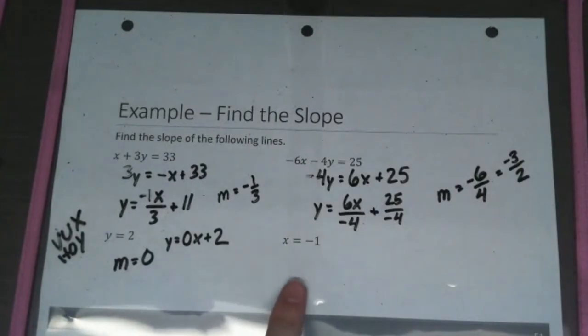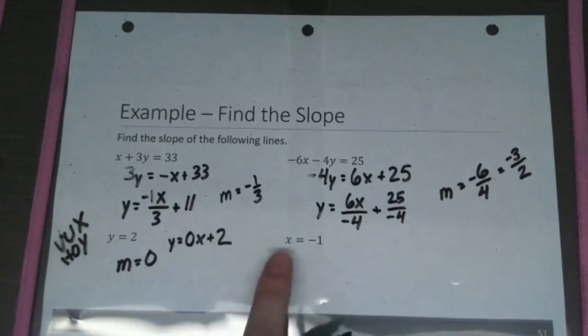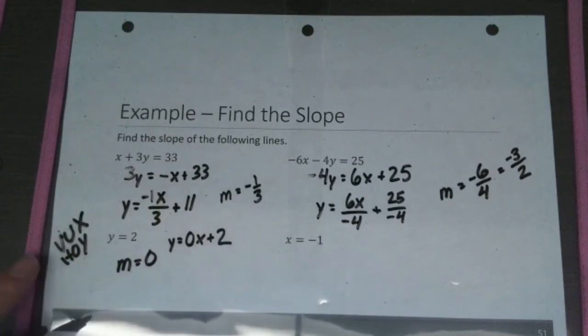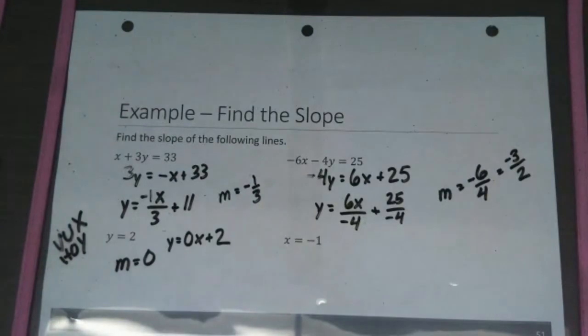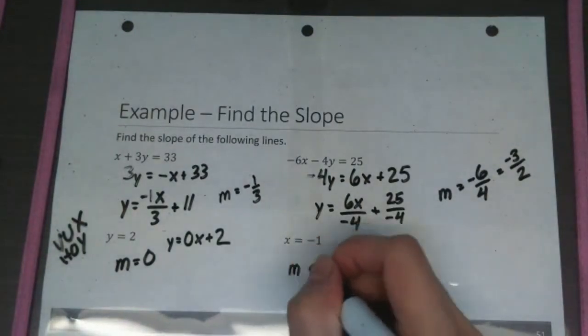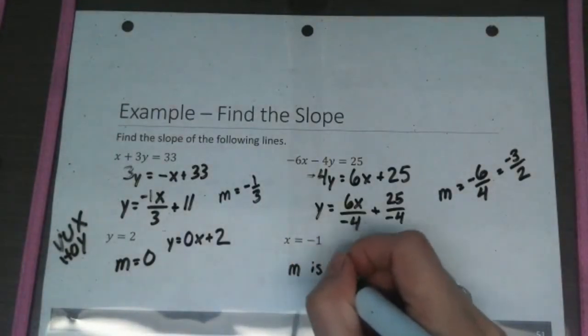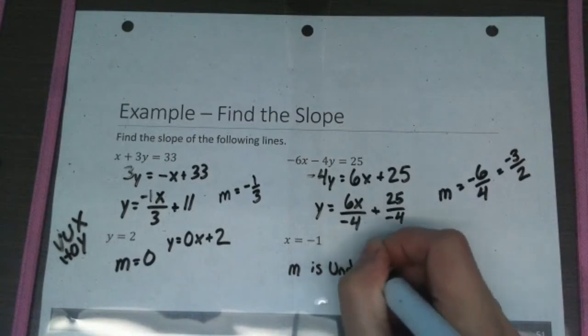x equals 1 should also trigger something, because we're used to seeing y equals. Having x equals, we know something's funky. If we have x equals a number, we are in the VUX of VUX-HOY. We have a vertical line with an undefined slope. So our slope, m, is undefined.